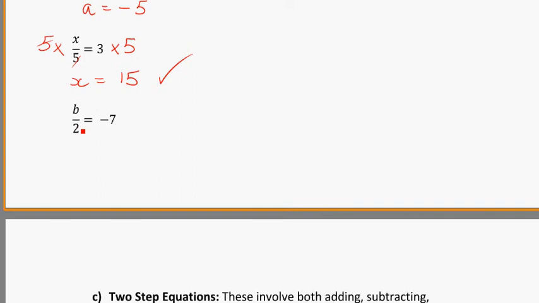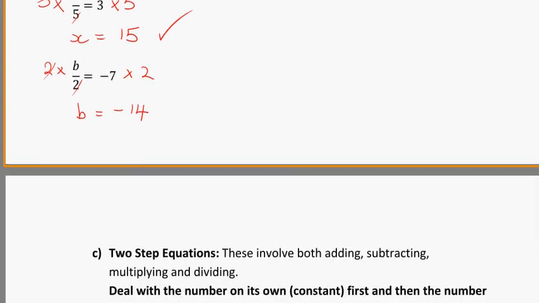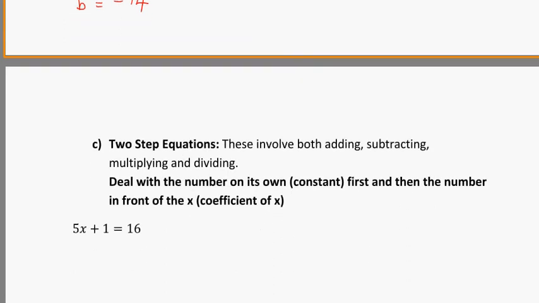Okay, try the next one. Here we undo the dividing by 2 by multiplying by 2. So multiply both sides by 2, it goes to 1, and b equals negative 14. So that's our one-step equations, an example of each. And of course you'll have to go and practice some of those before you go on to two-step equations.